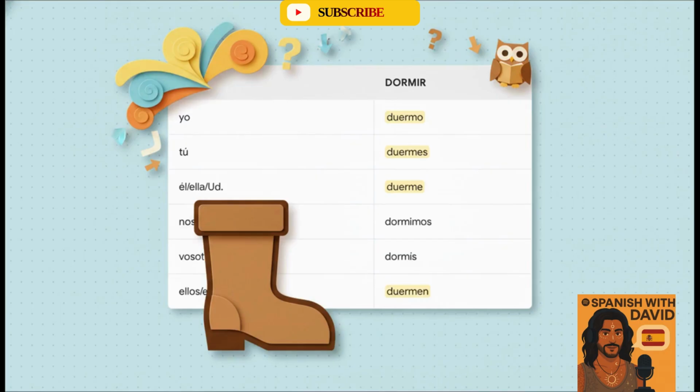Now for family number 3, where O changes to UE. We already saw this with poder, and here it is again with dormir, to sleep. Yo duermo, but nosotros dormimos. It's the same reliable, predictable boot pattern at work again.